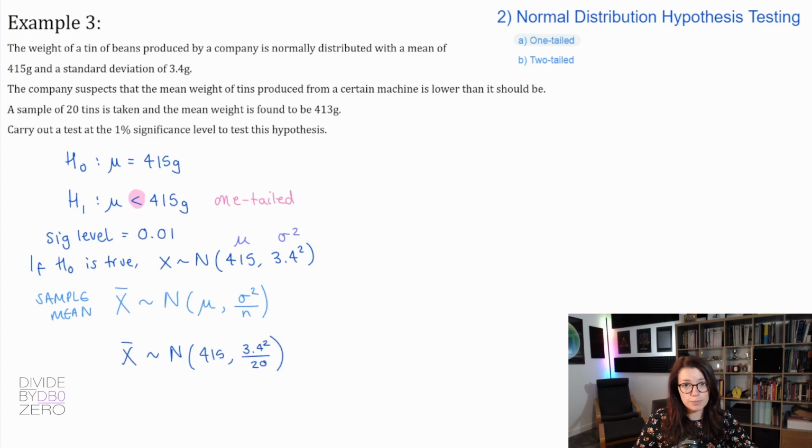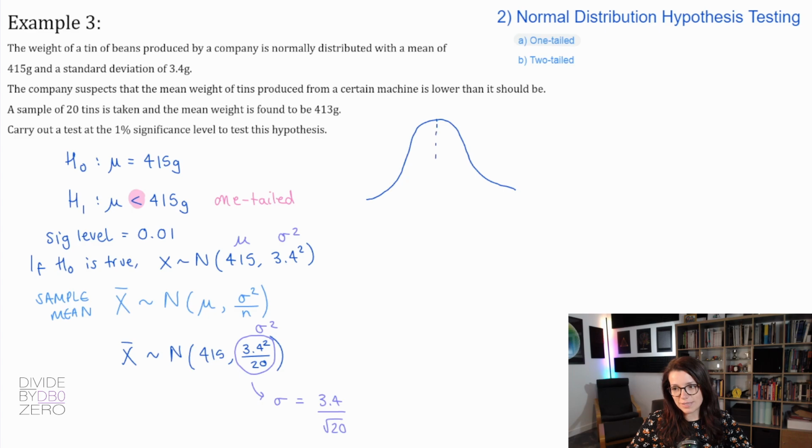After you write down the distribution of the sample mean, I strongly suggest you make a note of what sigma will be. So at the moment, this is sigma squared, means sigma will be 3.4 over root 20. I then always like to draw a picture if I can to help visualize what's going on. And for anything to do with a normal distribution, a bell-shaped curve is useful.